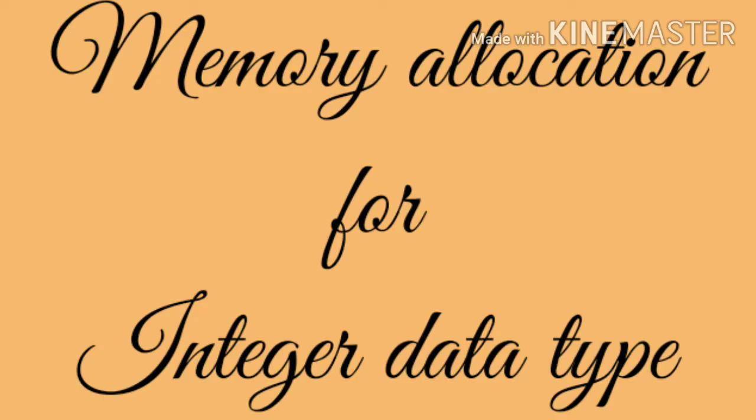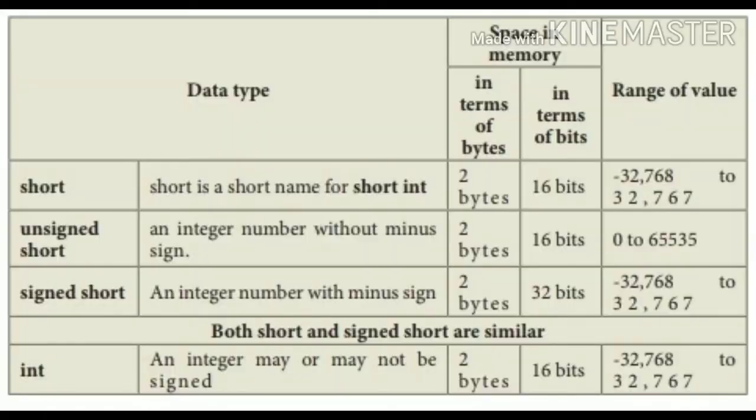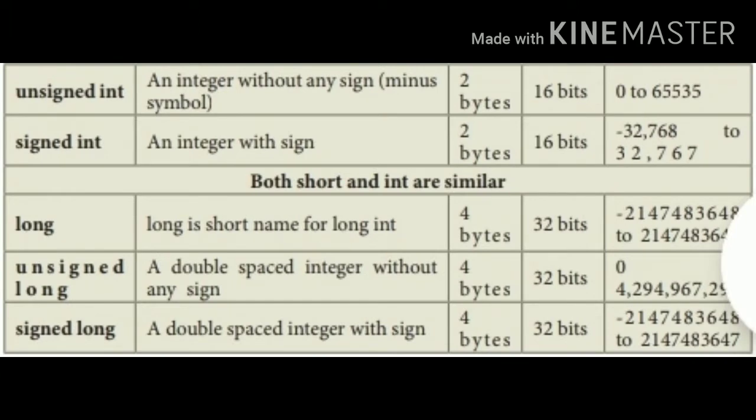The memory allocation for these data types is, for example, short has 2 bytes, unsigned short has 2 bytes, signed short also has 2 bytes. The range, bits, and bytes are all the same for both short and signed short. Next one is long int. Long int memory space is 4 bytes, unsigned long int 4 bytes, signed long int has 4 bytes.